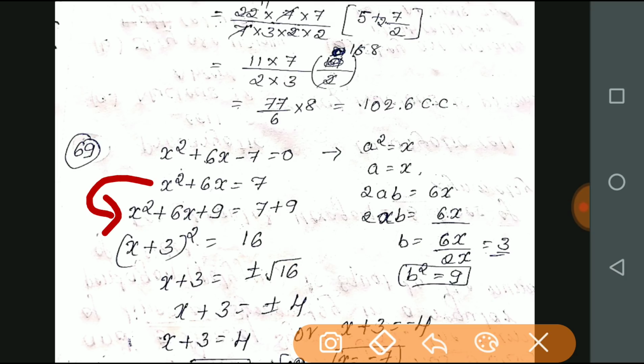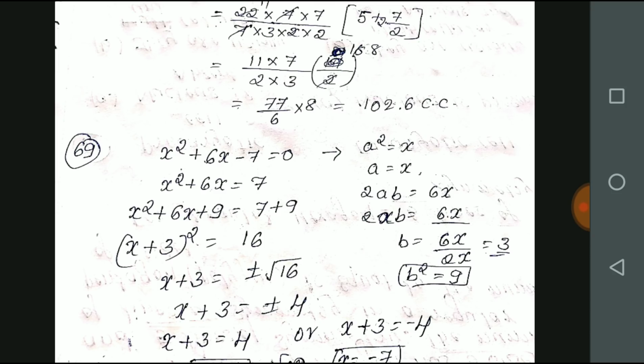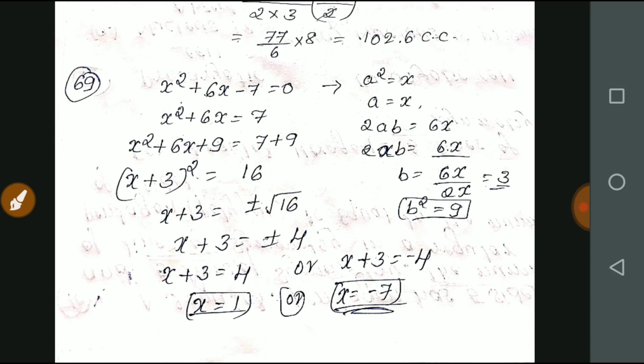Now this is in the form of (a plus b) whole square, that is (x plus 3) whole square is equal to 16, and then x plus 3 is equal to plus or minus square root of 16, then x plus 3 is equal to plus or minus 4. Then x plus 3 is equal to 4, therefore x is equal to 1, and x plus 3 is equal to minus 4, x is equal to minus 7.